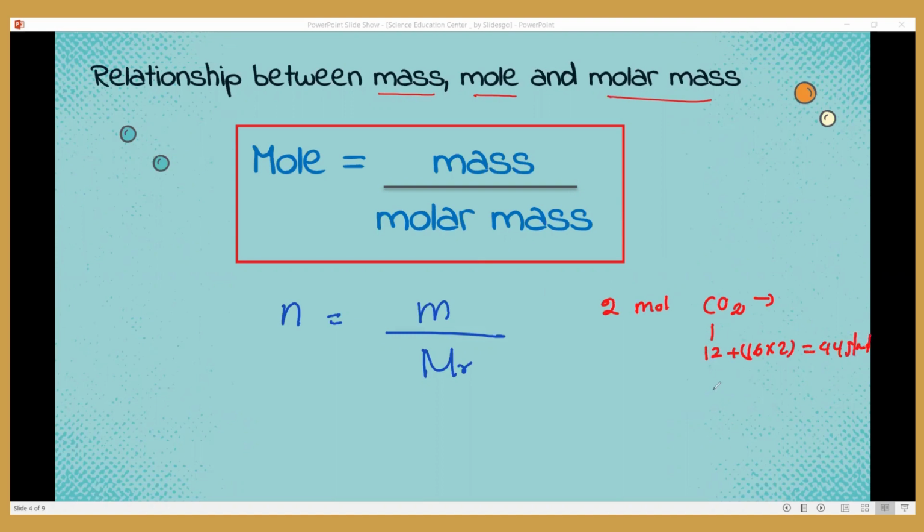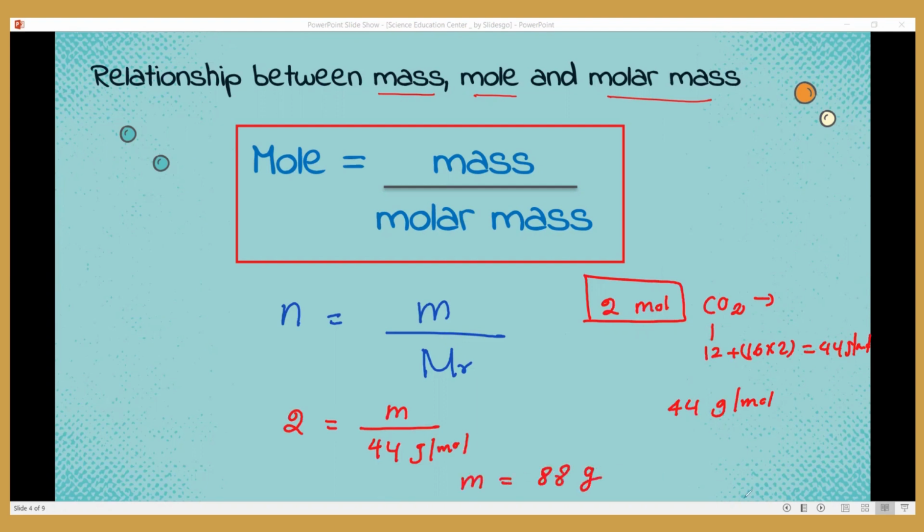Here, if we have 44 gram per mole as our molar mass and 2 moles of carbon dioxide, the mass that we will have is 2 times 44 gram per mole. Solving for m gives 88 gram, and this is obviously correct because 1 mole of carbon dioxide has 44 gram, so for 2 moles it will be 88 gram. We can also use this expression to find the number of moles if the mass and molar mass are given.